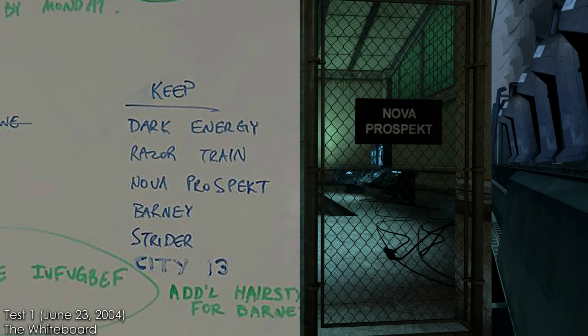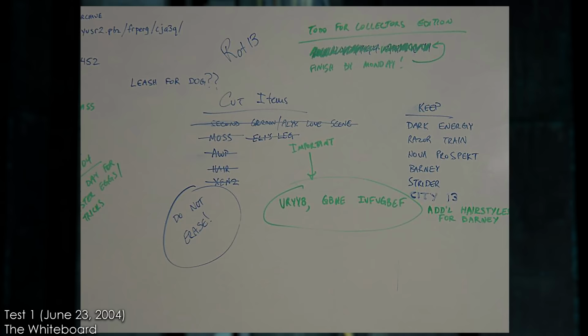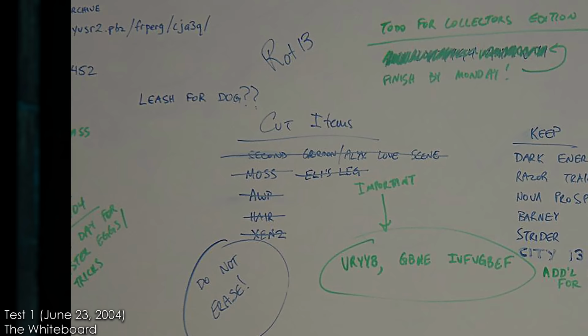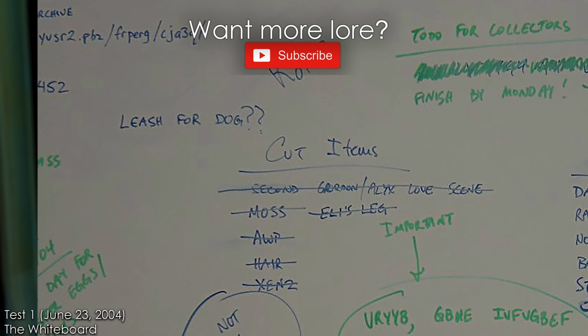There are also some points on the board that I believe are intended to be a joke. A Gordon and Alyx love scene, and hairstyles for Barney. But back then, this would have been an overload of information for the fans that had been starved for information, and so they took what they were given and began to speculate.